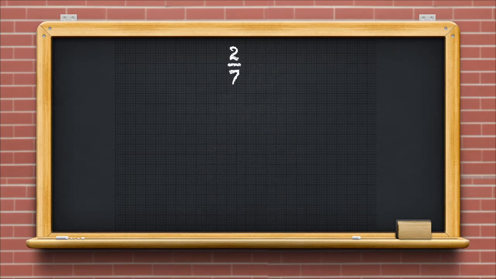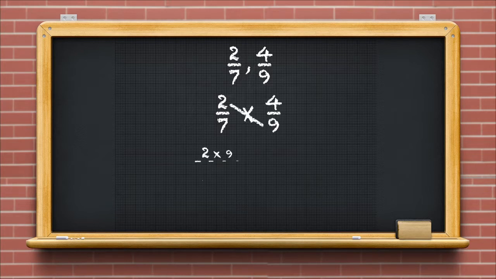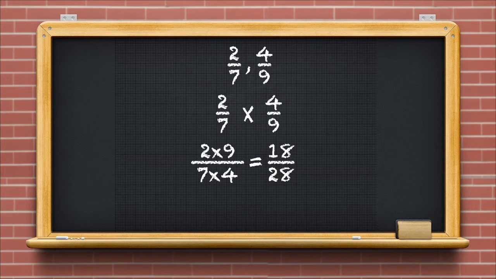Is 2 upon 7 equivalent to 4 upon 9? Let us check. Using the cross multiplication method, we get 2 into 9 which equals 18 and 7 into 4 which equals 28. That is 18 upon 28. Ask students to observe that the numerator and denominator are not the same. Hence, 2 upon 7 is not equivalent to 4 upon 9.